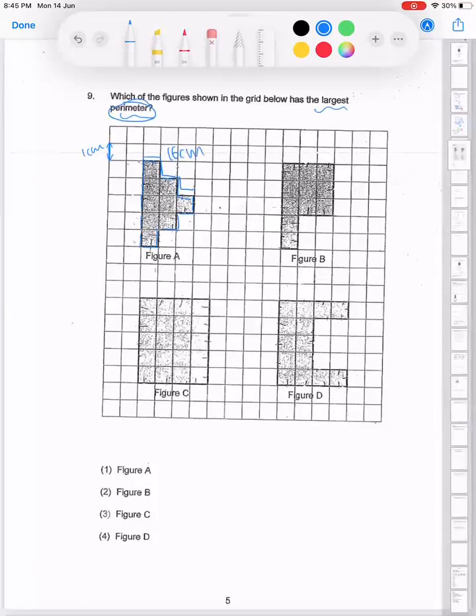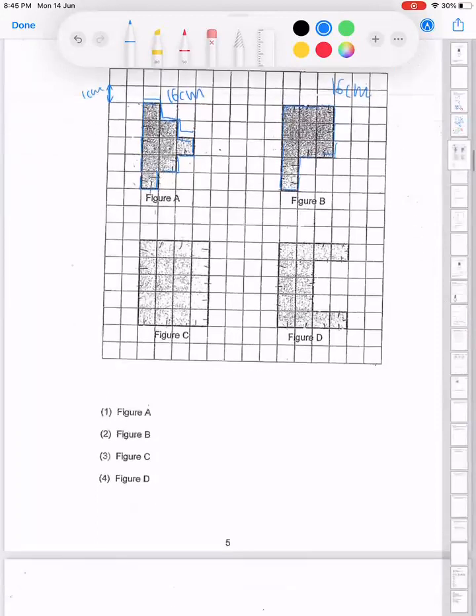16 cm. Then we count again, up to 16. 16 cm as well. Then we count 1, 2, 3, up to 18. 18 cm. Then we count up to 22. 22. Therefore, the biggest would be figure D, option 4.